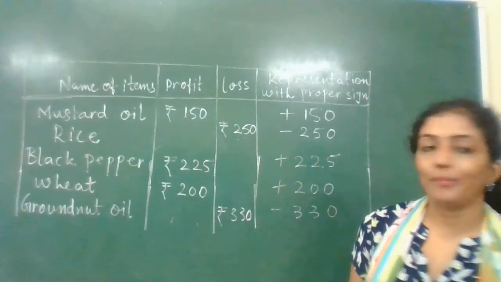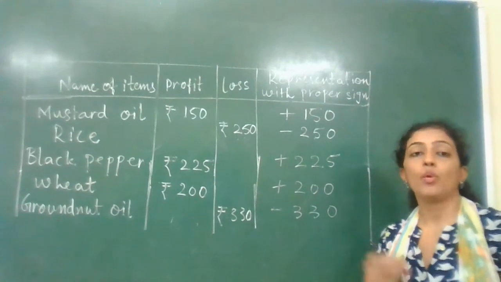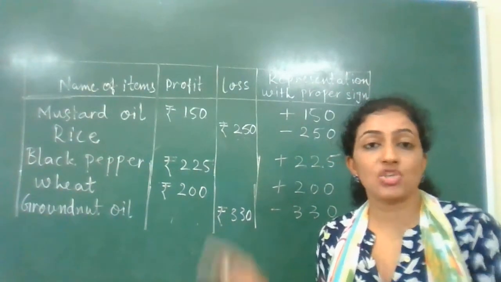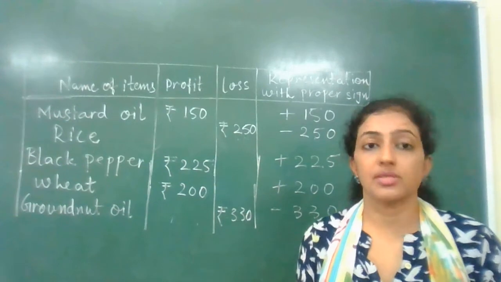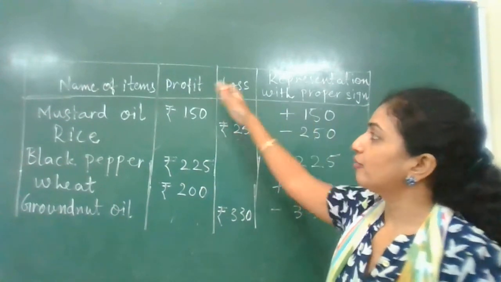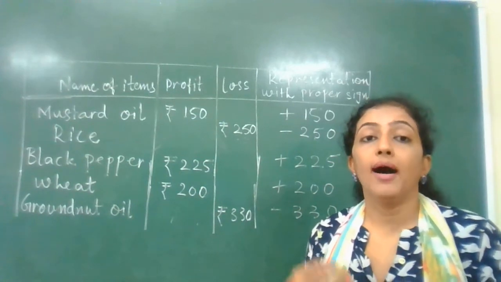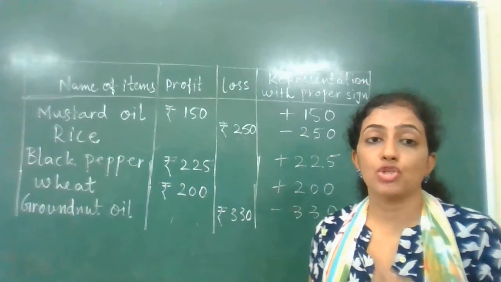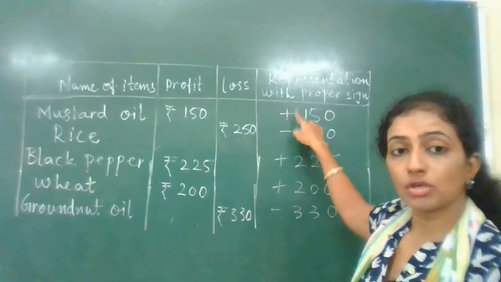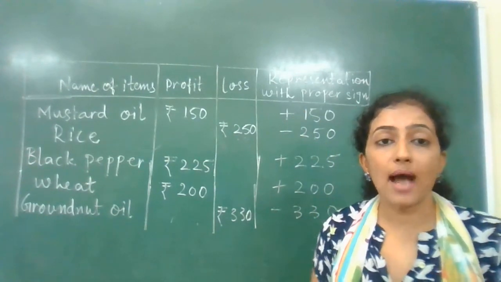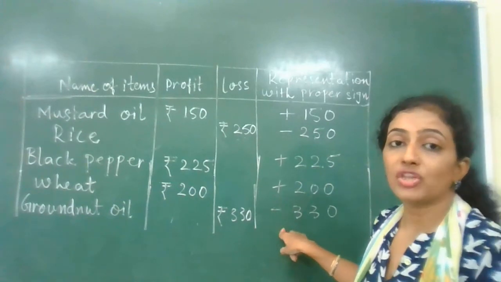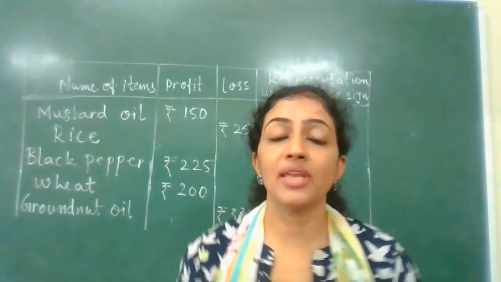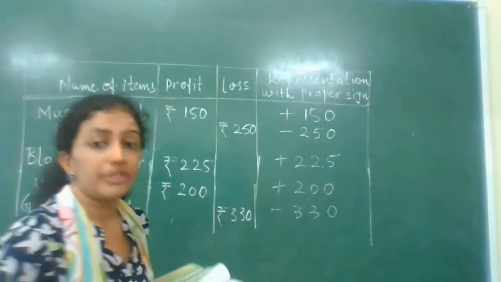So minus 330 rupees. Practically, if you want to understand how integers are useful in our day-to-day life, they are especially useful for keeping accounts. With the negative sign it becomes a negative integer. Now we'll understand the same thing in another way.